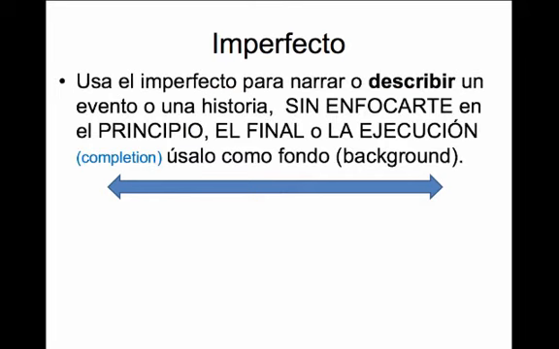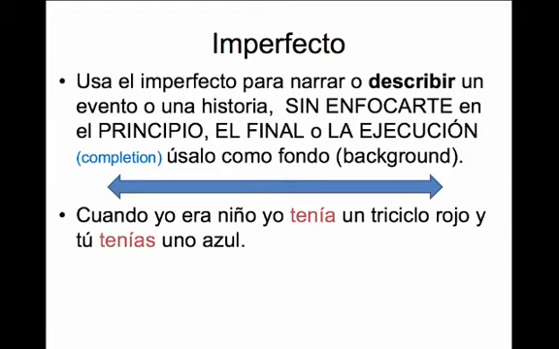So another way to look at imperfecto is to narrate or describe an event or a story without focusing on the beginning, the end, or the completion. It's just used like background, or el fondo. So to set up a story, perhaps. Here's an example. Cuando yo era niño, yo tenía un triciclo rojo y tú tenías uno azul. When I was a kid, I used to have a red tricycle and you had a blue one. So we don't know exactly the time period this took place. It's just in general in the past.